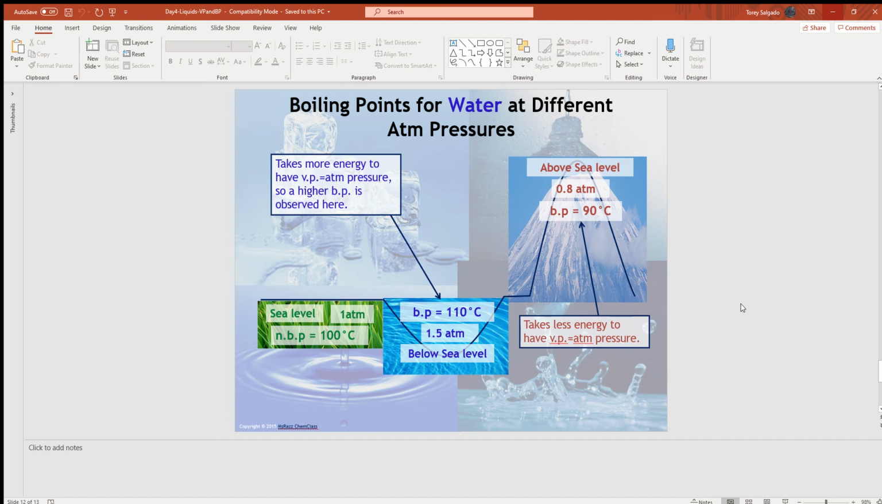And one more over, let's take a look at that big mountainous area, that big curve. So what happens above sea level? Above sea level, you have less atmospheric pressure. The air is nice and thin up there. So with less atmospheric pressure, it takes less heat and energy to make the vapor pressure equal the atmospheric pressure. And that means your boiling point is lower. It's about 90 degrees Celsius if you have 0.8 atmospheres.